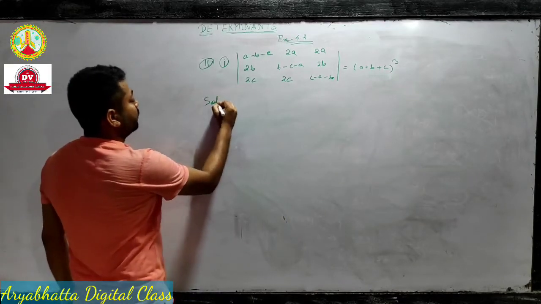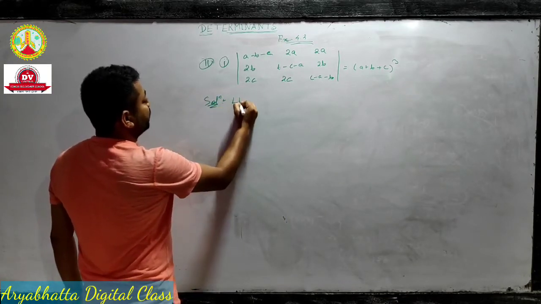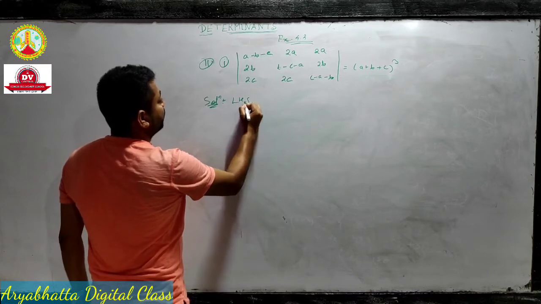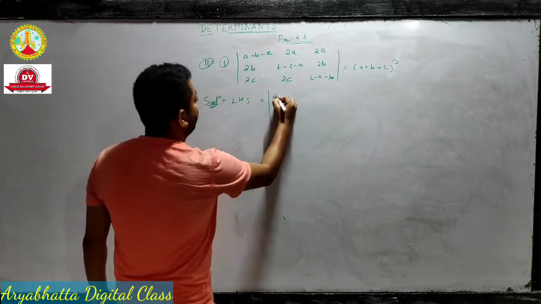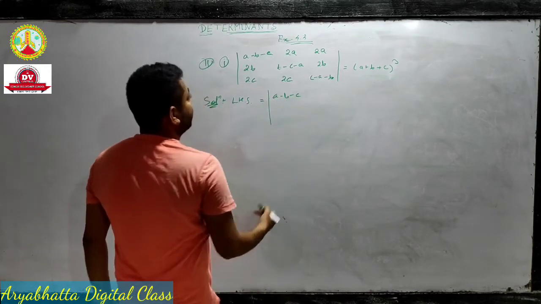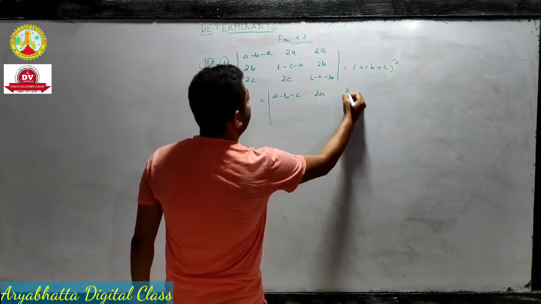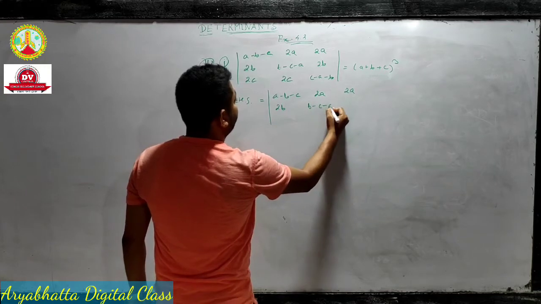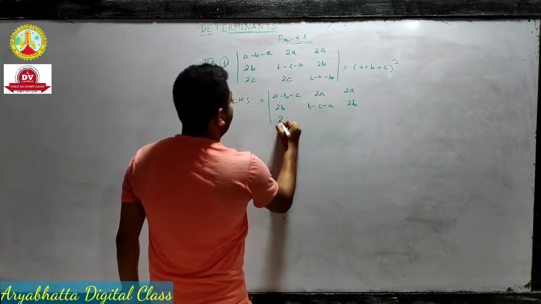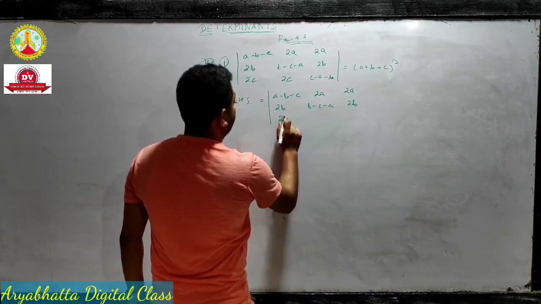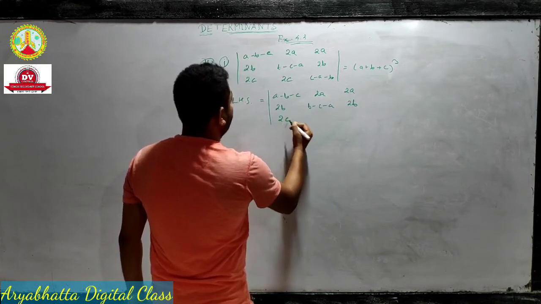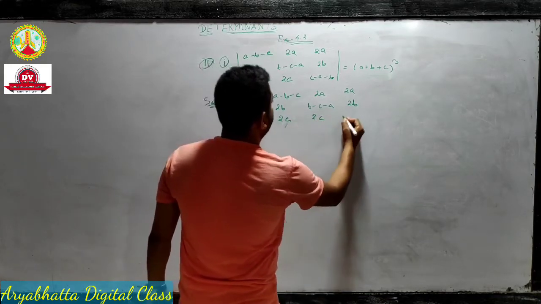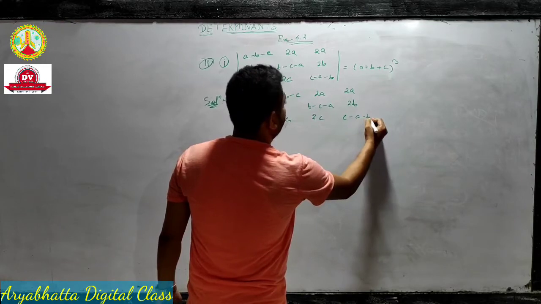Solution. Left hand side equals the determinant with rows a − b − c, 2a, 2a; 2b, b − c − a, 2b; 2c, 2c, c − a − b.